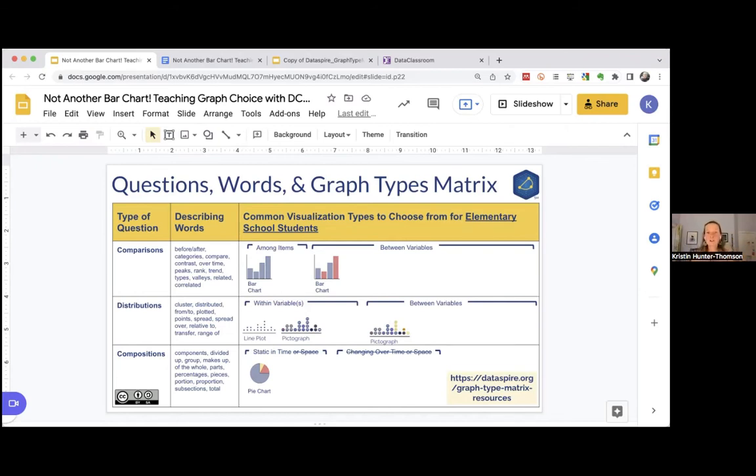One thing I do want to call out is that across all of these age levels of our learners, all three of these types of questions show up. They can and do ask questions across all three of these different types of questions.